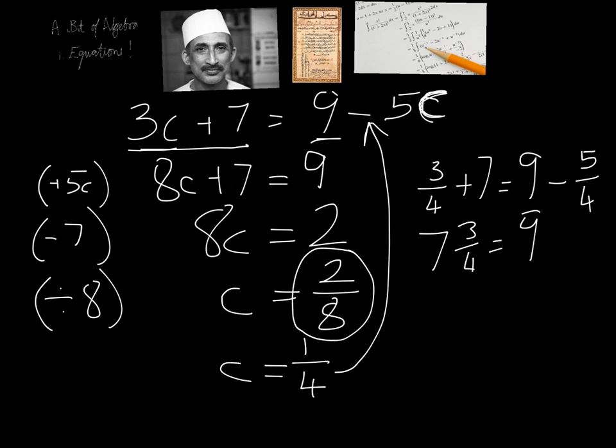So we've got 9. There's my topless 9 again. 9 take away 1 1/4. Well, let's think about it. Does 9 take away 1 1/4 equal 7 3/4? 9 take away 1 is 8. 8 take away another quarter is 7 3/4. So we get another tick and a hurrah. And I think for now we'll leave it there.